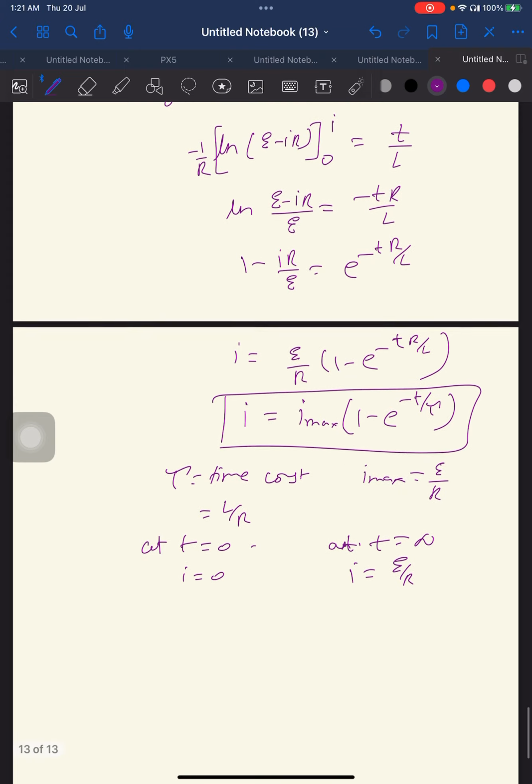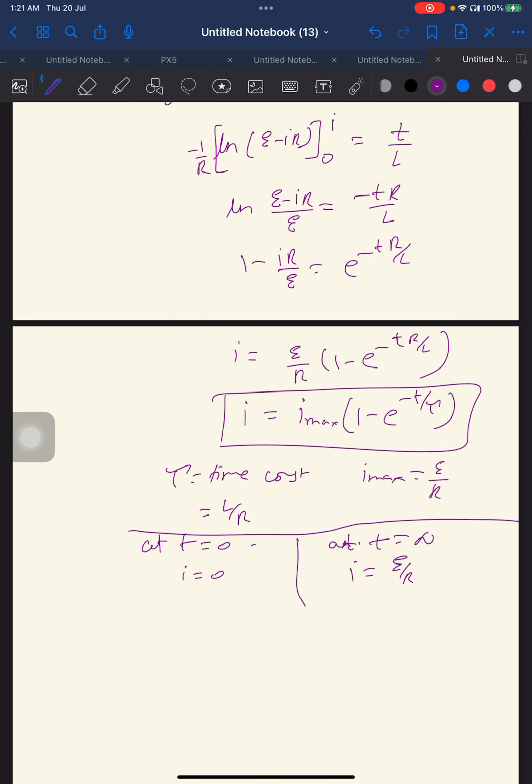So what can you conclude from these two things? Do you remember in a capacitor I said at t equal to 0, an uncharged capacitor is going to behave like a short circuit, but at t equal to infinity it is going to behave like an open circuit. Just the reverse will happen here.